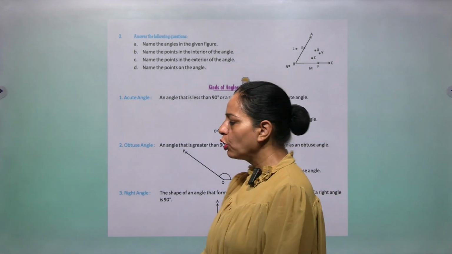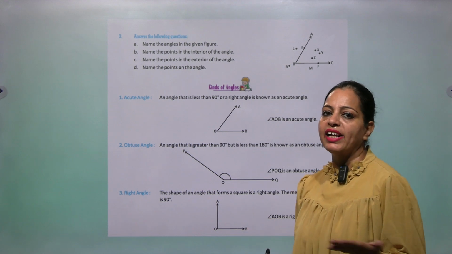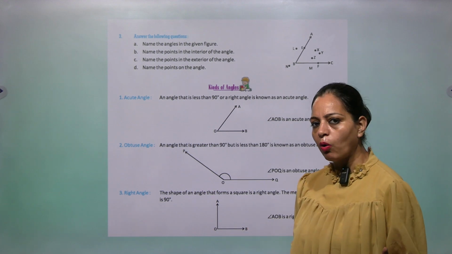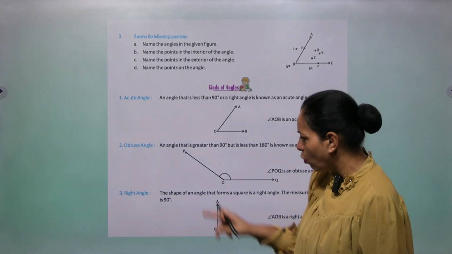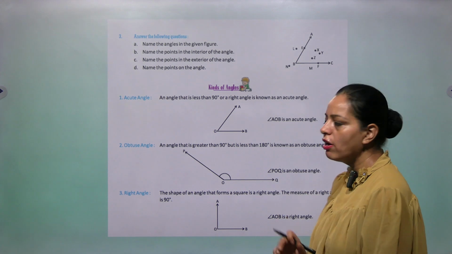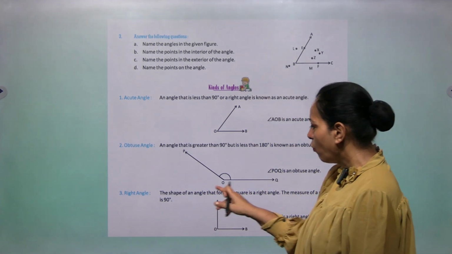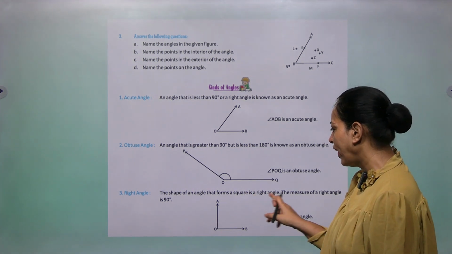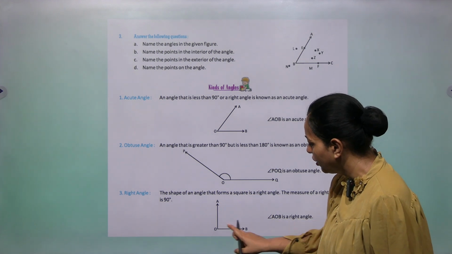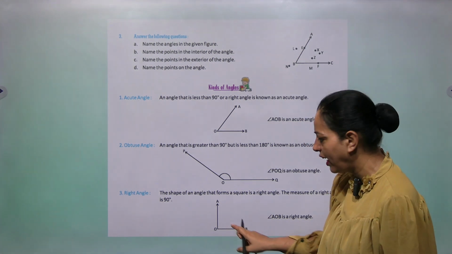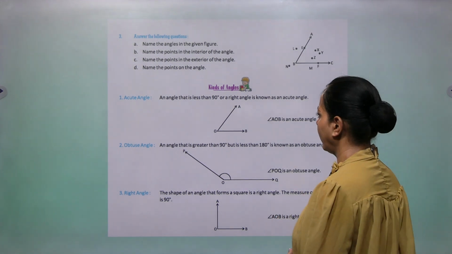Point 2, obtuse angle. An angle that is greater than 90 degree but less than 180. जो 90 से तो बड़ा हो but 180 से छोटा हो, that is an obtuse angle. So what is here? POQ is an obtuse angle. Number 3, right angle. The shape of an angle that forms a square is a right angle. The measure of a right angle is 90 degree. देखो right angle हम ऐसे बनाएंगे 90 degree. Okay, so angle AOB is a right angle.